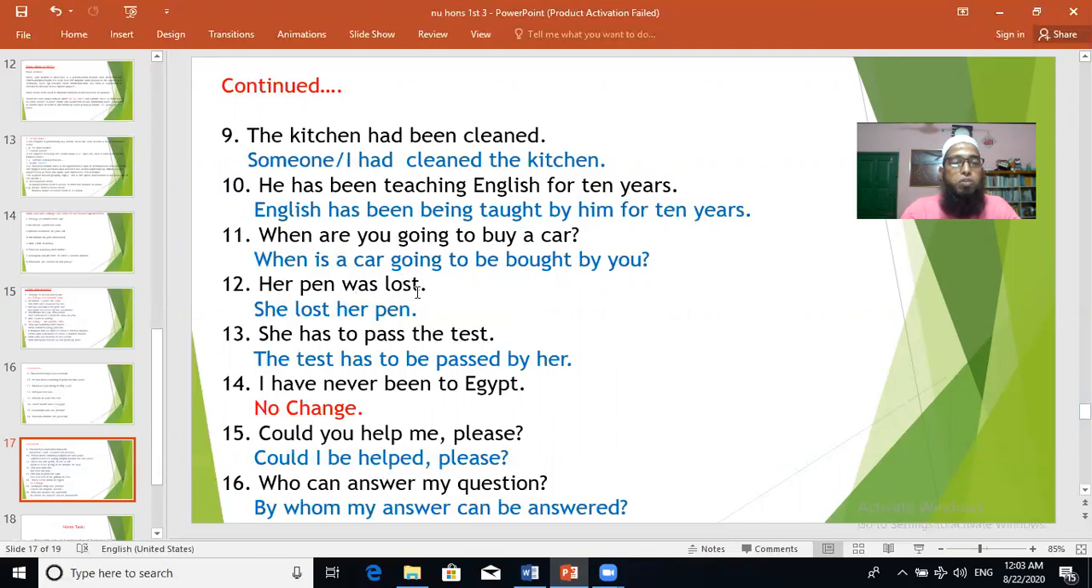Her pen was lost. She lost her pen. This is passive voice. Her pen was lost by herself actually, so it is not needed to write "by herself." So she lost her pen. That is the active voice.